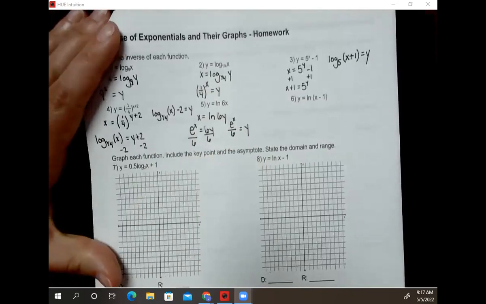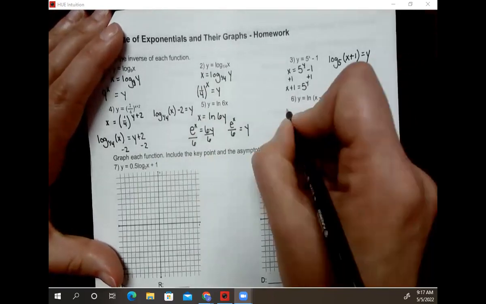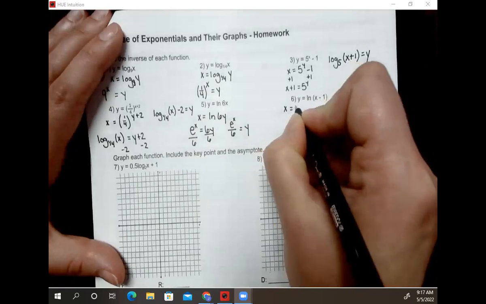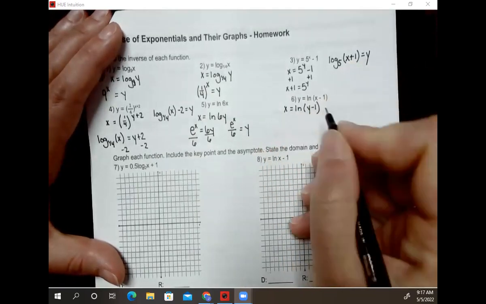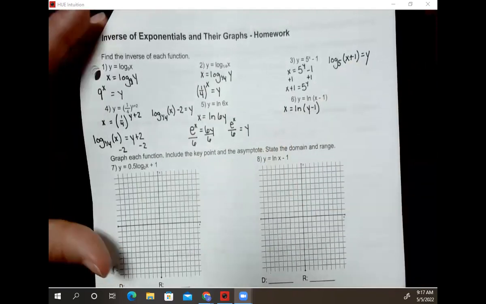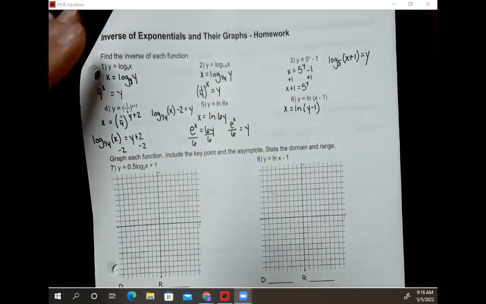Okay, for number 6, we're starting again with a natural log. I'm going to switch x and y. So x equals the natural log of y minus 1. Since this is in parentheses, that means y minus 1 is my argument. So I'm not going to touch the 1, okay? It's in the argument because of those parentheses.